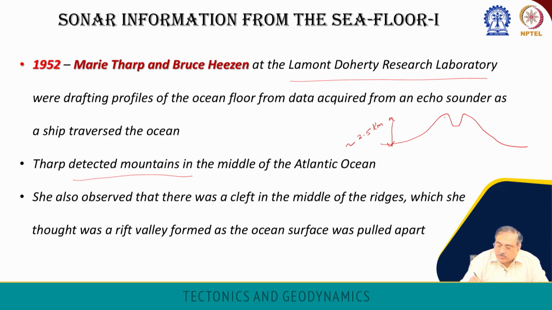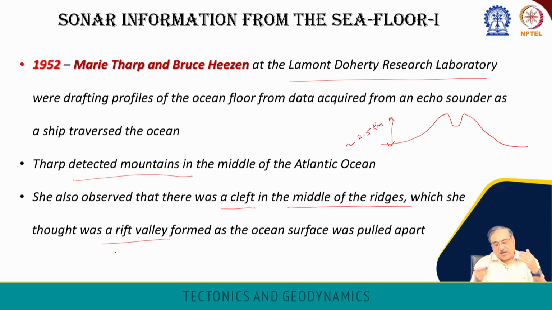So the top of the mountain was about 2.5, and at the top you had this little cleft. Now, this cleft that she saw, this cut right in the middle of the ridge, she actually assumed was something called a rift valley. Now, a rift valley is normally created when two slabs move apart and leave a depression in the middle. That is what a rift valley is.